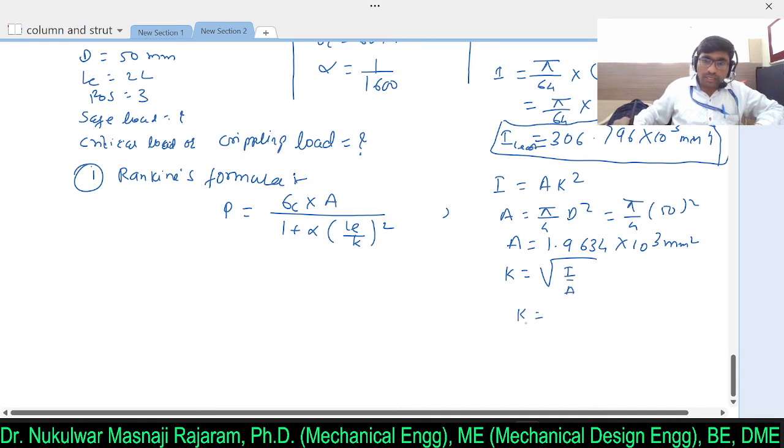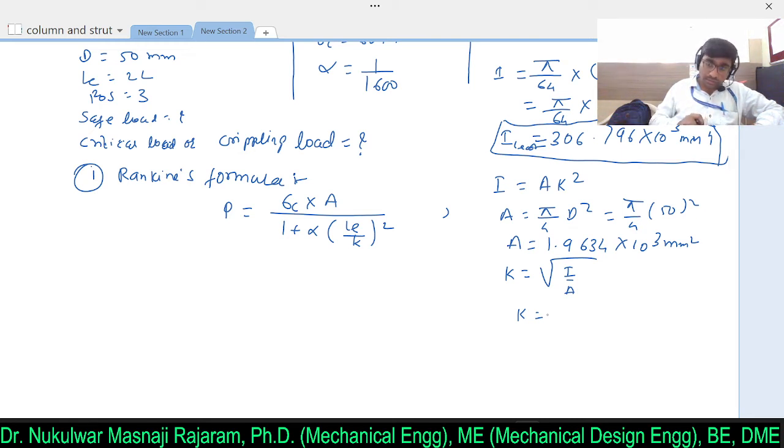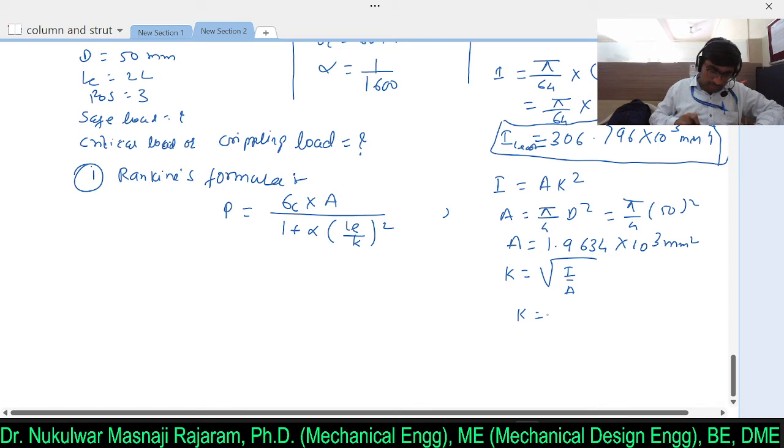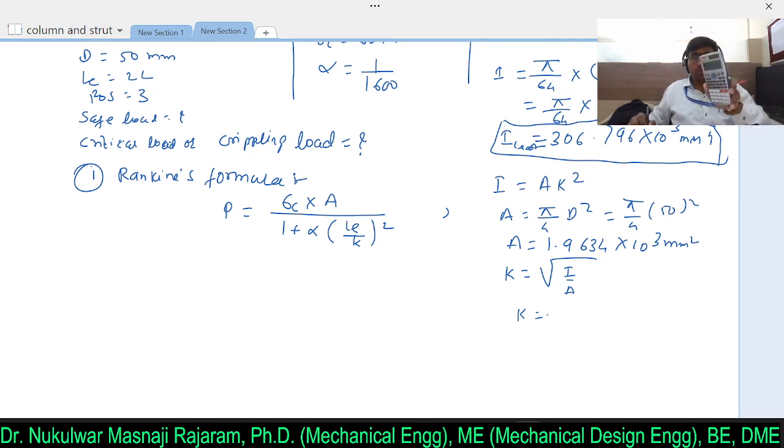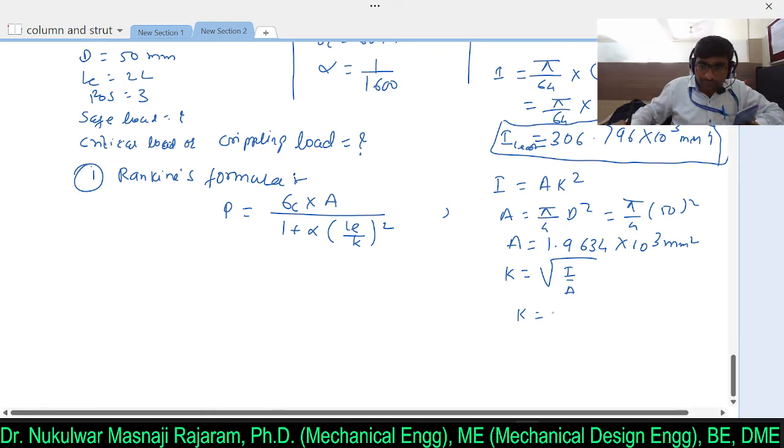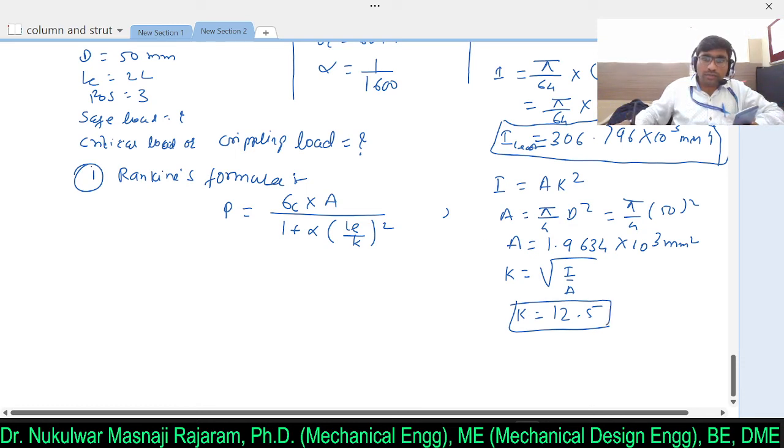So I will evaluate the I value, that is 306.796 into 10 raised to 3, divided by the area. And if I take the root of the K value, it is 12.5. Now K is known, I is known, sigma C is known, area is known. Just put all these values.